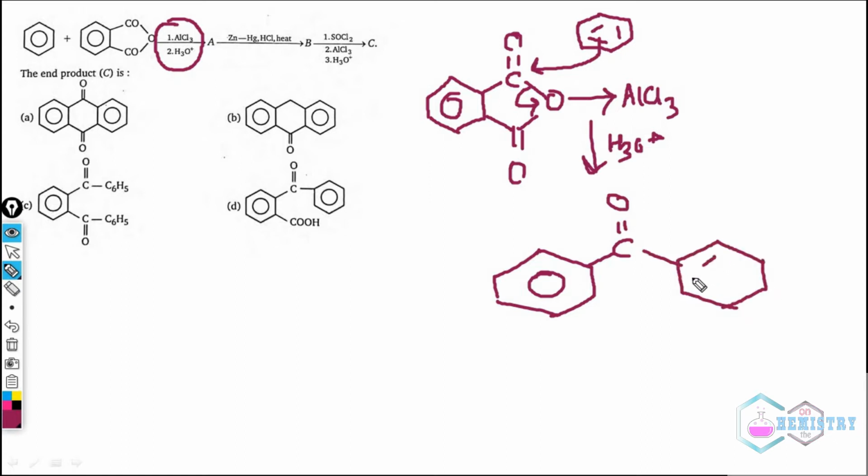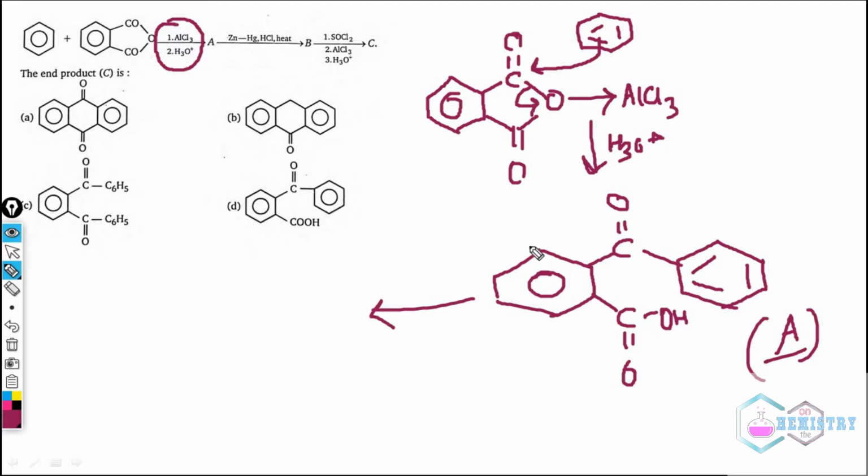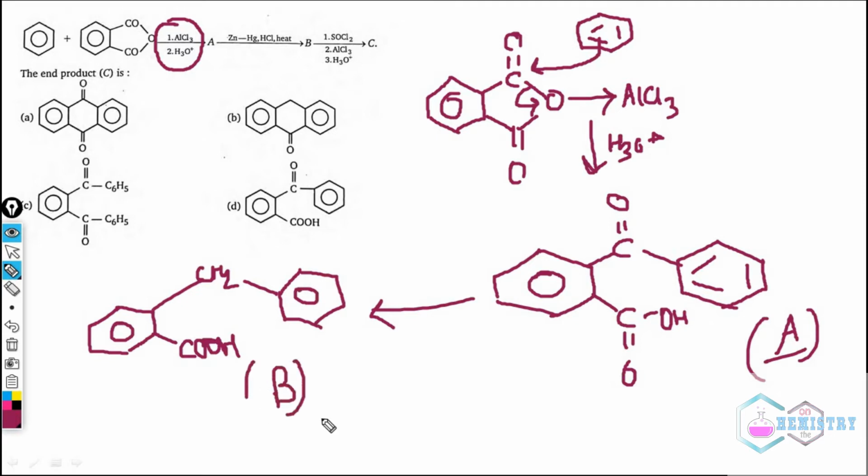It is a very simple reaction like Friedel-Crafts acylation. Now this will be the compound. Now this will be our compound A. Now in compound A to B, there is zinc amalgam and HCl. Zinc amalgam HCl is a reducing agent which reduces the C double bond O into CH2. So compound B will be like a CH2. So this will be our compound B.